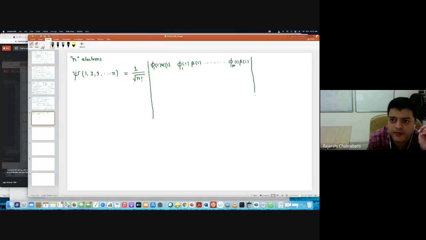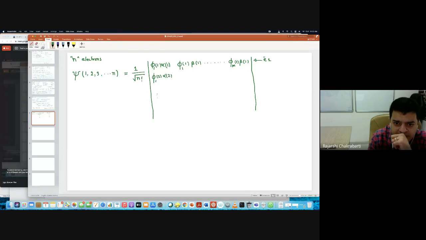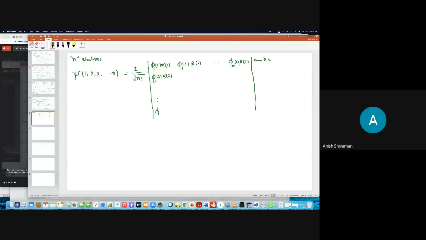This is fine with all of you. If I go down the column, what is going to change? Along the columns, this is like electron 1. So if I go down, your spin state will not change, but your electron number will change, isn't it? What is this going to be? Phi 1 2 alpha 2. And what will be the last term? Phi 1 n alpha n.